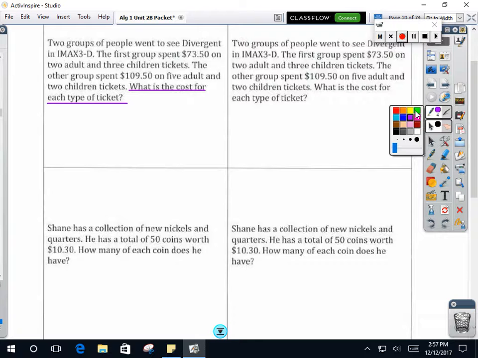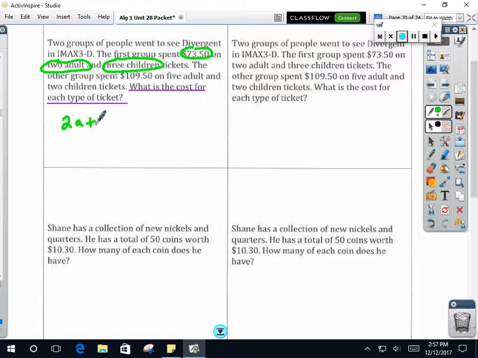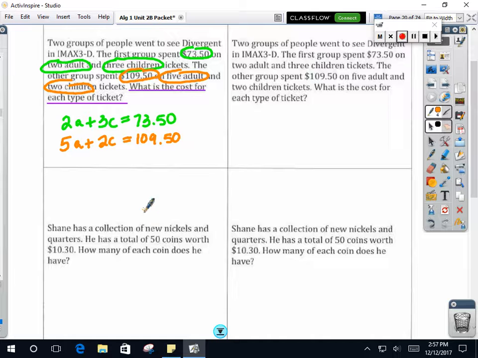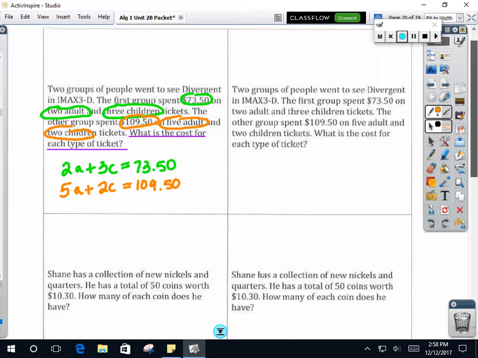So first, let's write the first equation. The sentence says the first group spent $73.50 on 2 adults and 3 children. So how do you write that equation? Good job. No. Now the next one is the other group spent $109.50 on 5 adult tickets and 2 children's tickets. So what does that equation say? Okay, so there is your system of equations.